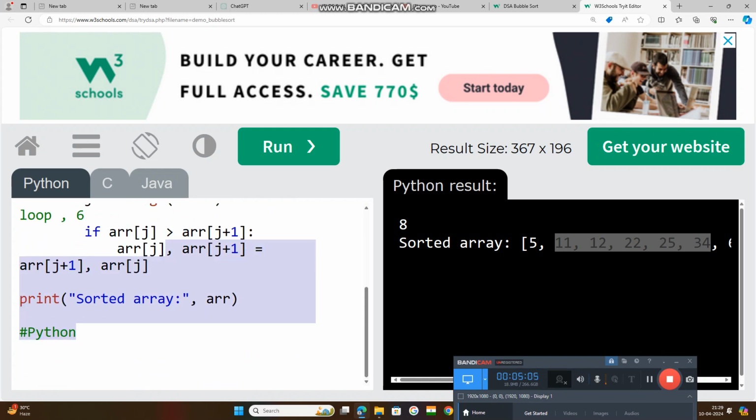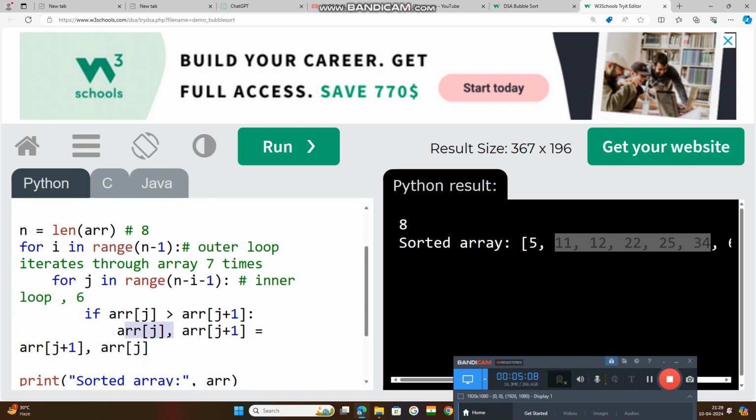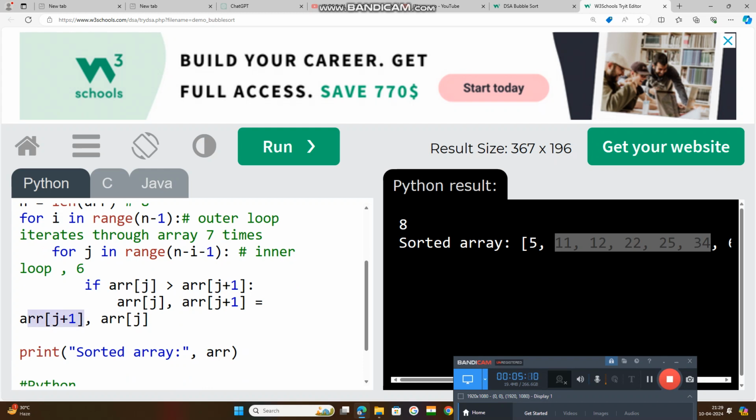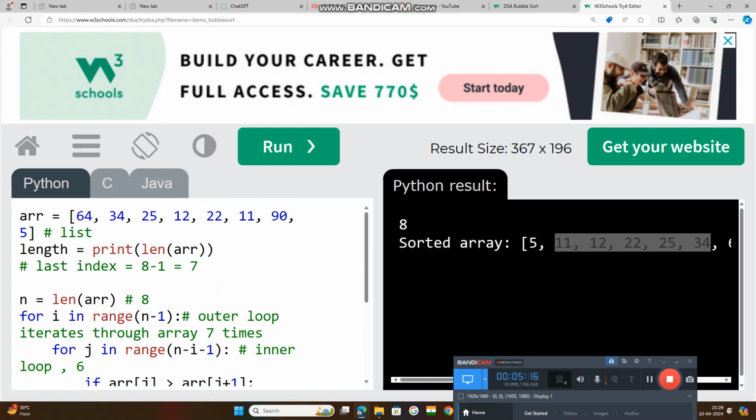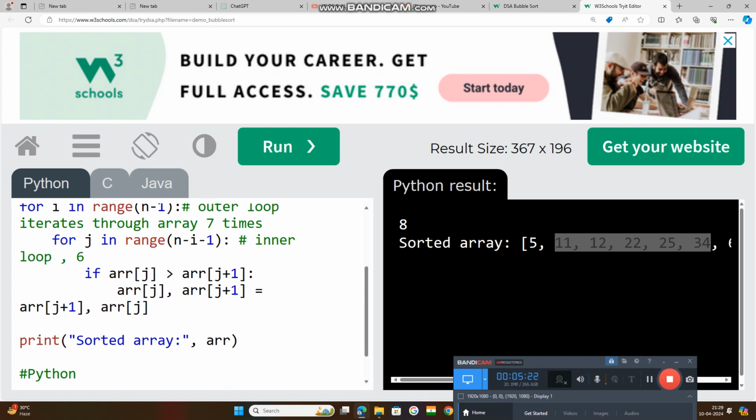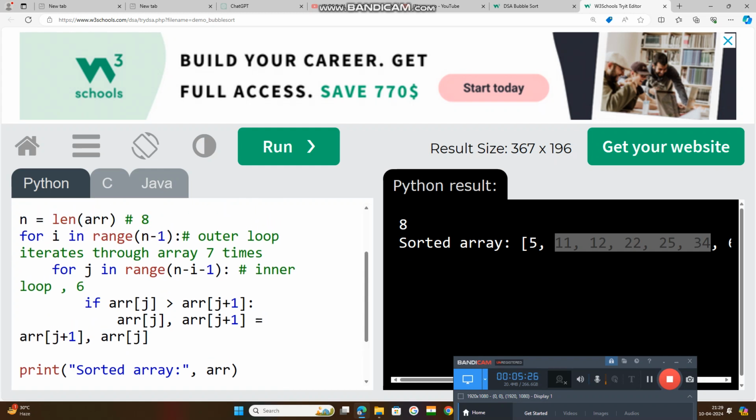As per this syntax, j plus 1, the small value will be moved to the left side. So what is small value? 25 will be swapped to the left side, and 34 will be kept at the right side. This is the big number. So now your values will be what?